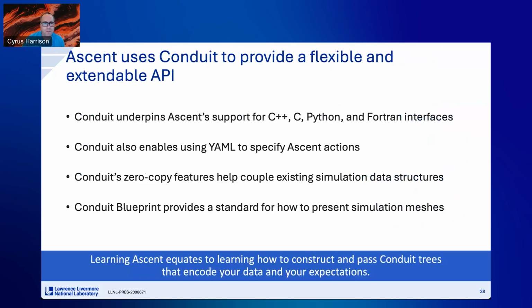I mentioned this before. The reason Ascent supports those language types is because Conduit provides great support for them. YAML is really the primary way that people use Ascent, particularly if they're iterating on things, because it allows you to provide a YAML file at runtime versus something that's compiled in. Zero copy features are important to reduce your memory overhead. If every time you pass your mesh you have to copy the whole thing, then you're doubling your footprint, so there are aspects of zero copy that help out a lot there. And then Blueprint is how we pass meshes.